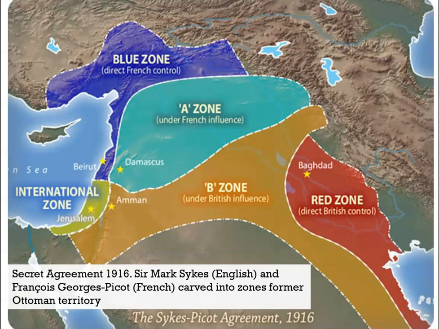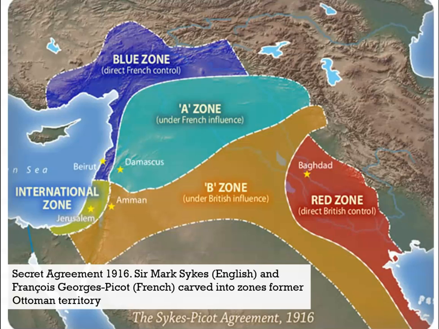Notice they had a blue zone, they had a red zone, they had an A zone, they had a B zone. They had an international zone. The international zone was supposed to be basically Palestine to Jerusalem. The B zone under the British would have its major city be Amman. The A zone under the French, Damascus. The blue zone, also French, Beirut. And the red zone, direct British control, with the main city being Baghdad.